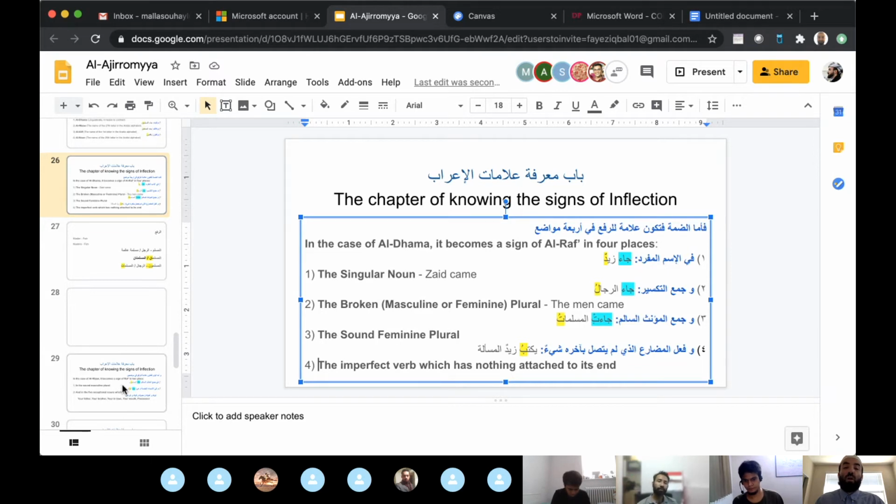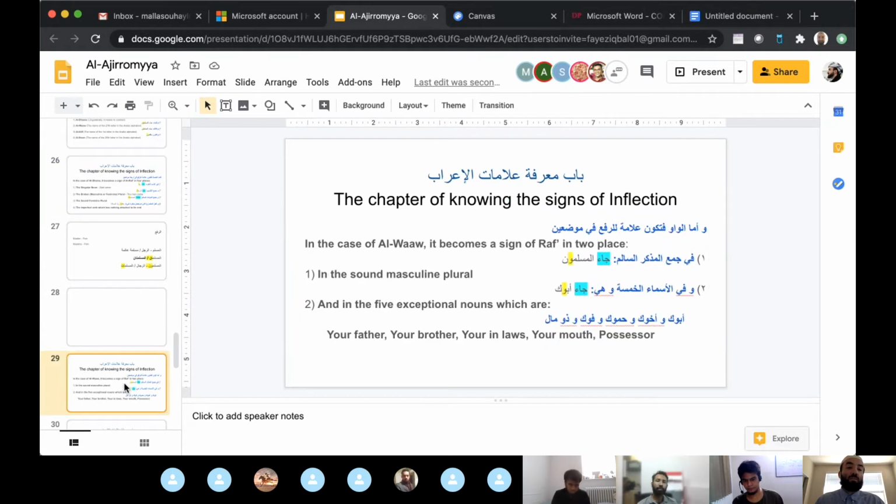But let's move on to al-waw. Where does waw become a sign of rafa? We said rafa has how many signs? From that slide, we said rafa has 4 signs. Al-dhammatu, exactly. Al-dhammatu, wal-wawu, wal-alif, wal-nun. So we spoke about al-dhamma, and we said in which places, for which words al-dhamma becomes a sign of rafa. Now we will talk about the words for which a waw becomes a sign of rafa.